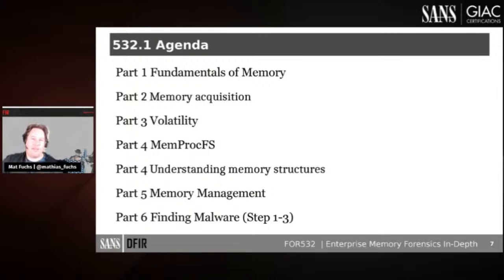With Volatility 2, you could attach, for example, to a WinPmem driver, and you could do live memory analysis. You cannot do that with Volatility 3 any longer. So that is one of the capabilities they scrapped. As we want to scale, as we want to work in live incident response, it's probably not going to be the right tool for us in the future.